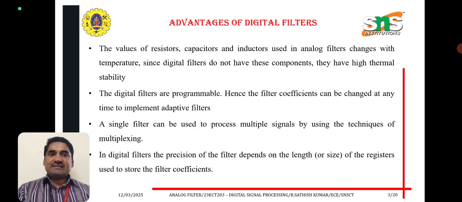The values of resistor, capacitor and inductor used in an analog filter change with temperature. Since the digital filter does not have these components, it has high thermal stability. The digital filters are programmable. The filter coefficients can be changed at any time to implement adaptive filters. A single filter can be used to process multiple signals using a technique called multiplexing. In digital filters, the precision of the filter depends upon the length of the register used to store the coefficients.